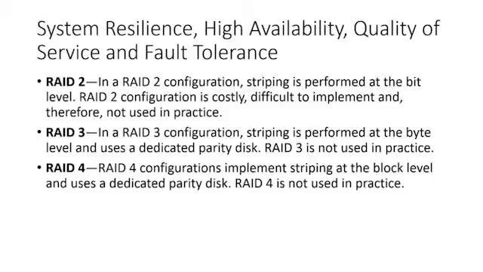A RAID 3 configuration, we're still doing the striping, right? And this is at the byte level. This uses a dedicated parity disk. So what does that tell you? Gives you some of that fault tolerance. RAID 4, this is striping at the block level. This uses dedicated parity. Again, some fault tolerance. It just depends on how large of a chunk you need to write. Bit, byte, or a block.